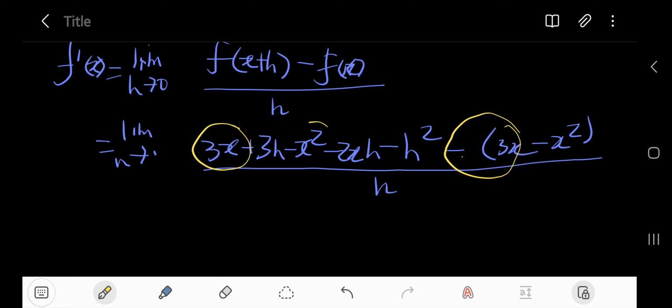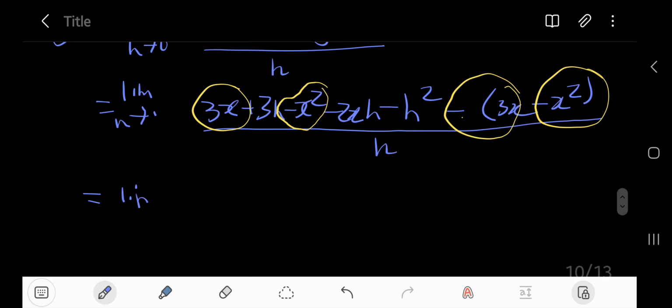And also, we can see that this negative x squared here, once you multiply this negative inside there, we're going to have positive x squared. So negative x squared and positive x squared cancel out. So we can circle those. And just to save time, let's push. It's equal to the limit as h approaches 0. We still can't replace h with 0 because we still have the denominator h there.